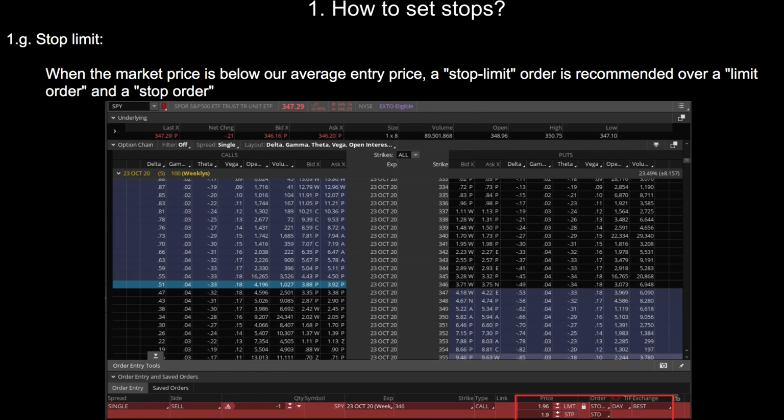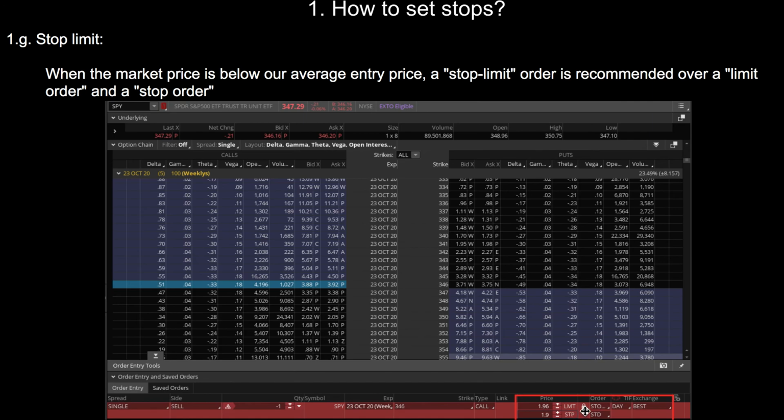When the market price is below our average entry price, I usually recommend a stop limit order over a limit order or a stop order for stop loss. In this case, you will see the SPY ask price and bid price here are 3.88 and 3.92 respectively. And here, we want to set a stop limit order, so we'll have a limit order and a stop order.